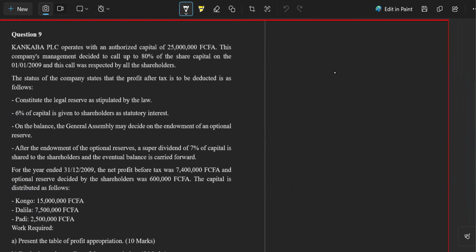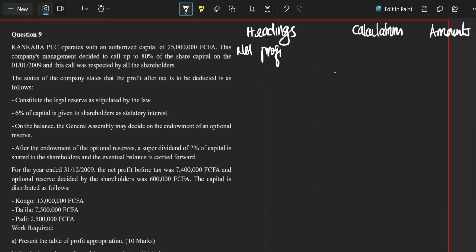The first thing we're going to have here are headings. We can have headings, we can have a calculation column, and amounts here. But the first thing is the net profit. The amount of the net profit is, as we've calculated, 4,958,000 francs. That's the net profit.